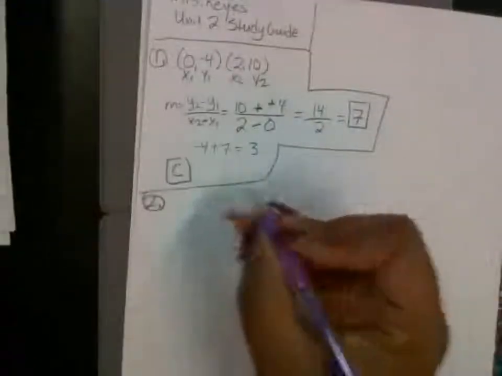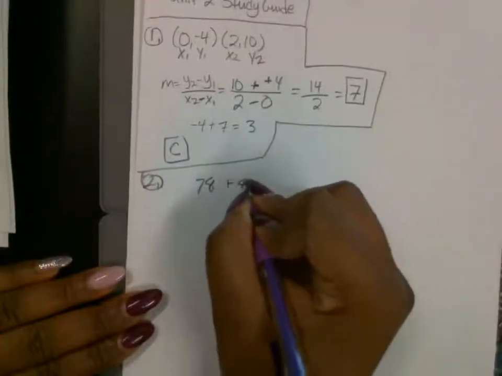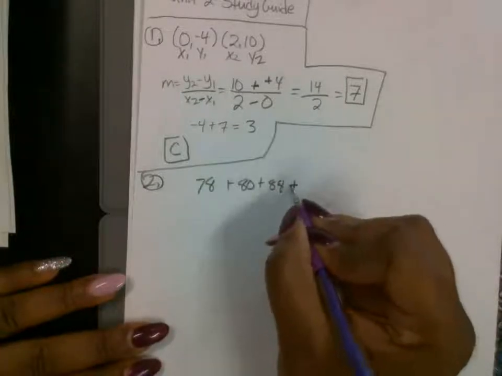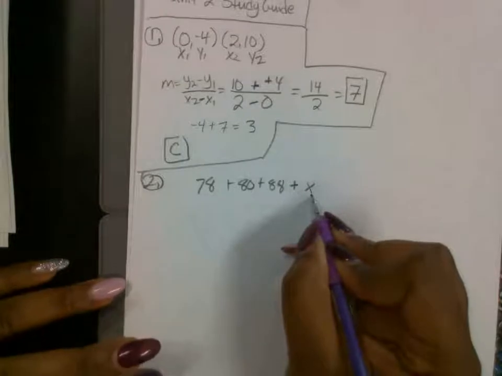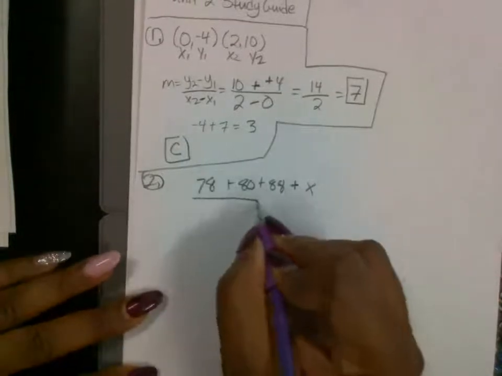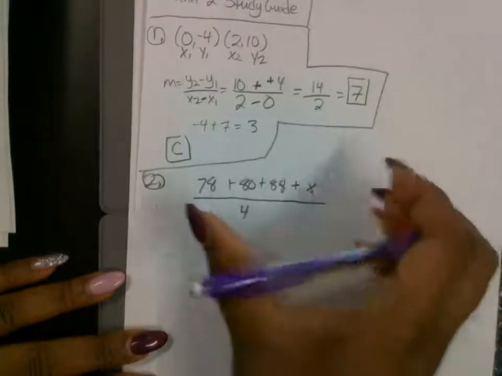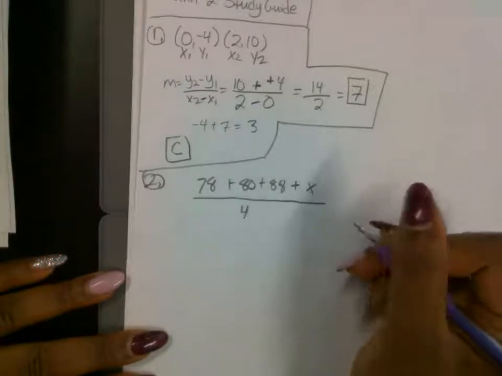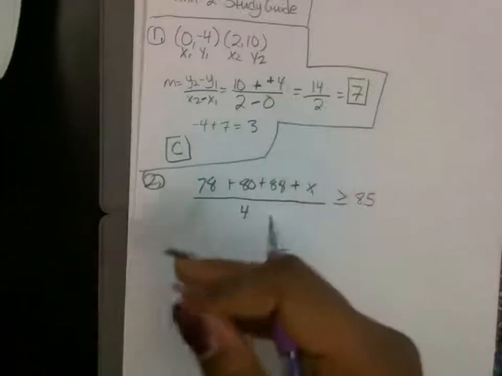All right, so look, this is how this goes. The first 3 tests, 78 plus the 80 plus the 88, okay, plus X. These are the first 3 tests, and the last test, we don't know what it is, so we're going to put X. We're going to divide it by 4 because it's 1, 2, 3, 4 tests. Now, this average should be greater than or equal to 85 because that's what it's saying, okay?